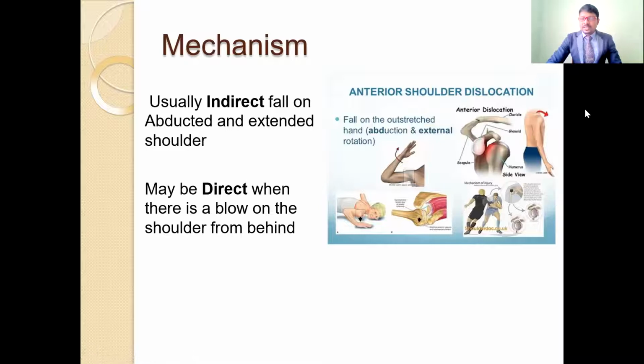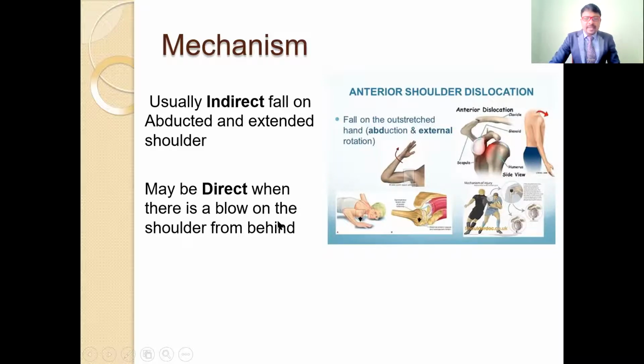Anterior dislocations occur because of both direct and indirect effects. If you see the indirect effect, it is a fall on an abducted and extended shoulder. If anybody has a history of a fall on an outstretched hand, with the shoulder abducted and extended, there is a chance to get a shoulder dislocation. So a fall on an outstretched hand, along with abduction and external rotation, may give an anterior shoulder dislocation.